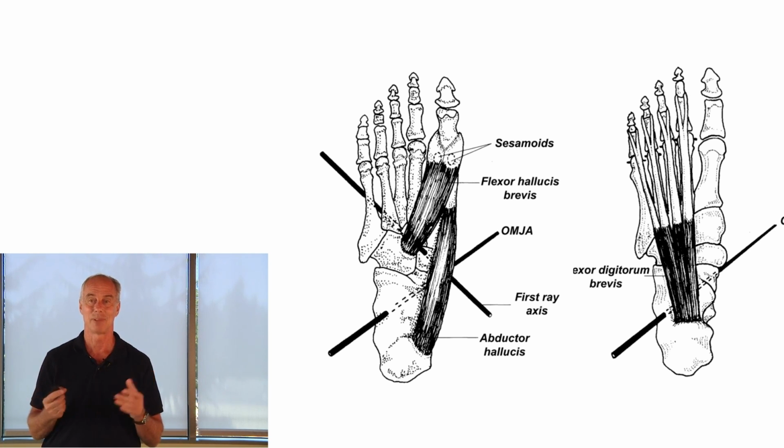That concludes the chapter on normal anatomy. The next chapter is on what happens during the gait cycle.